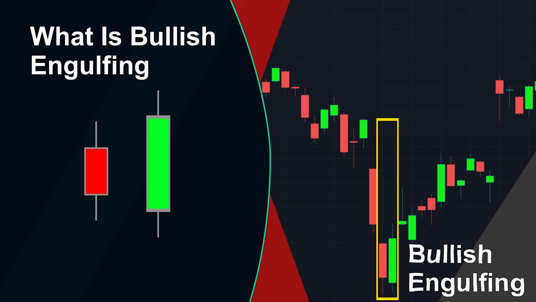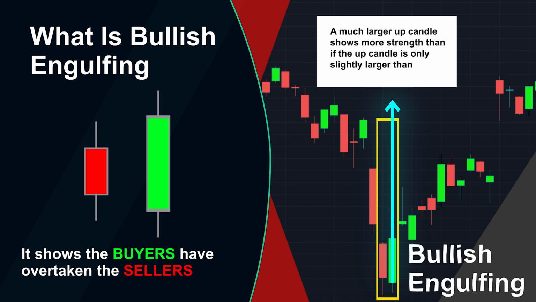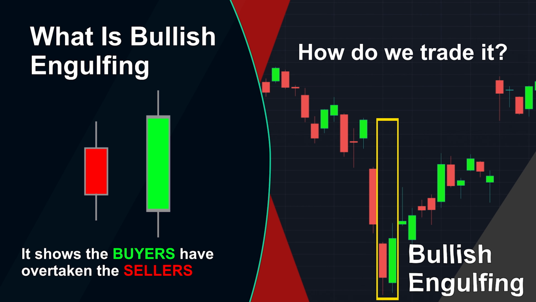The pattern consists of a down candlestick followed by a large up candlestick that eclipses or engulfs the smaller down candle. The pattern can be important because it shows buyers have overtaken the sellers and are pushing the price more aggressively up than the sellers were able to push it down. A much larger up candle shows more strength than if the up candle is only slightly larger than the down candle. How do we trade it?